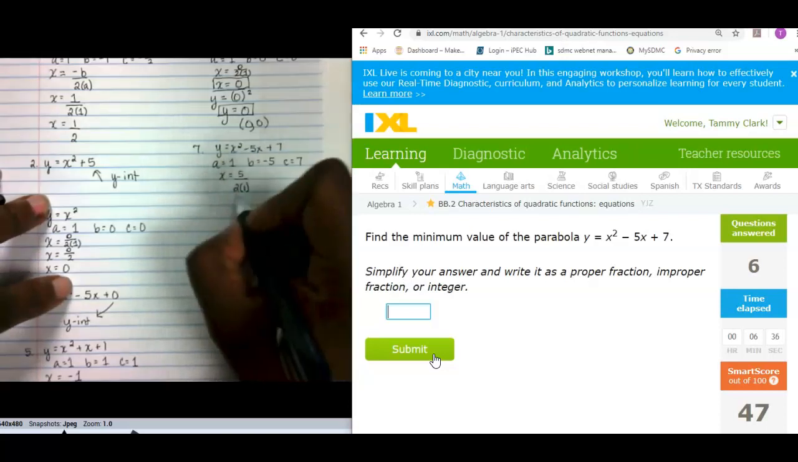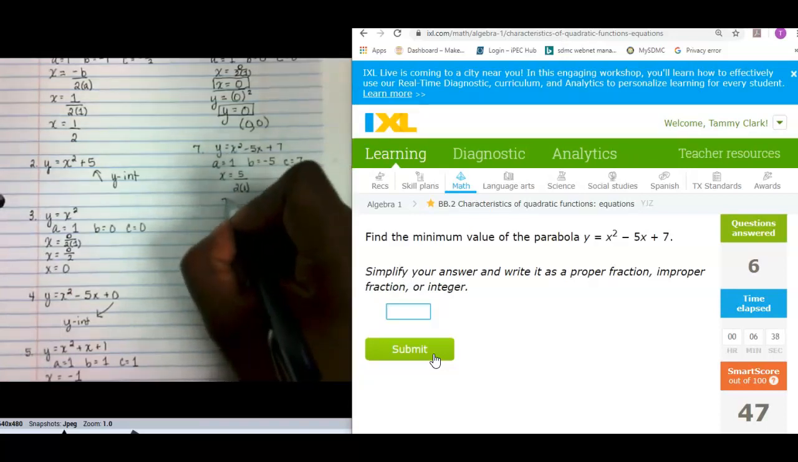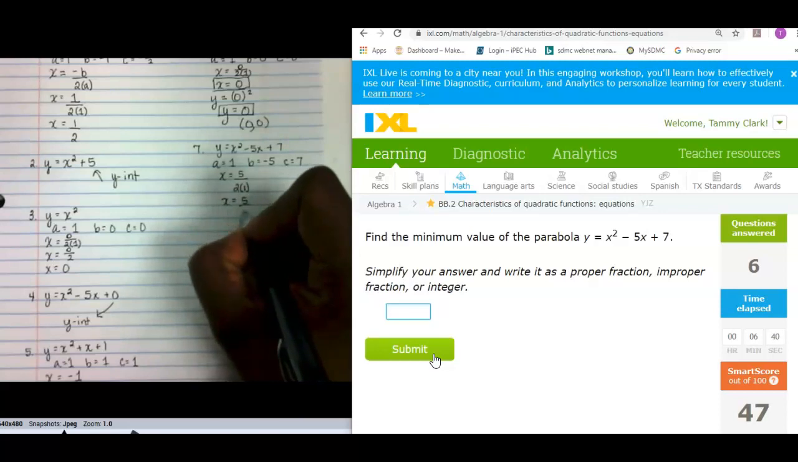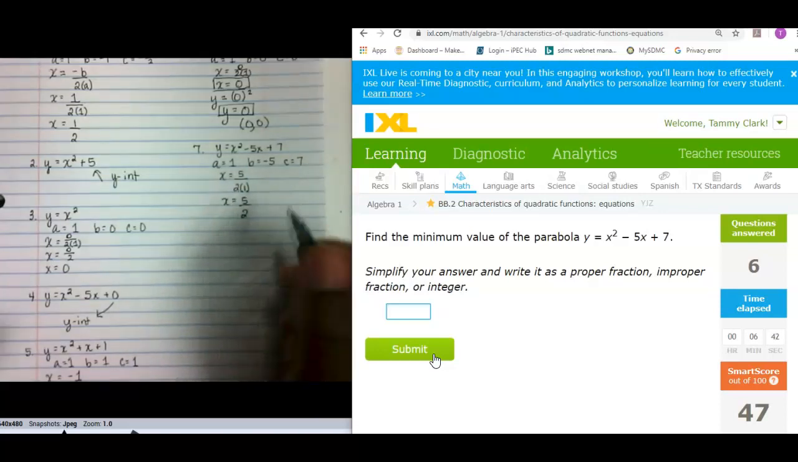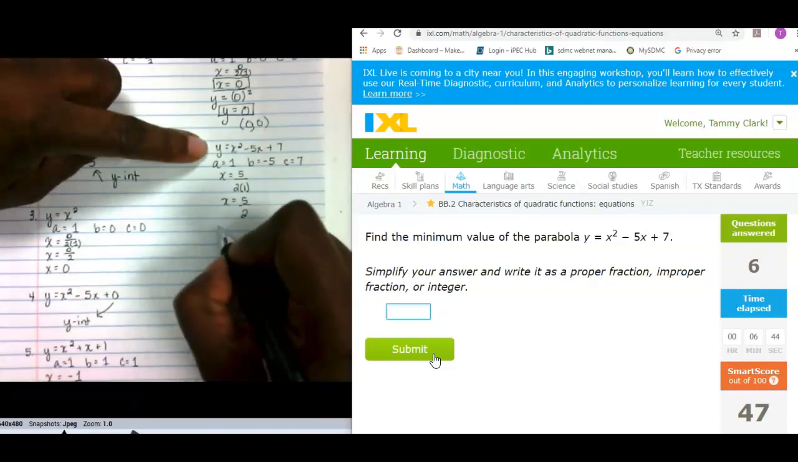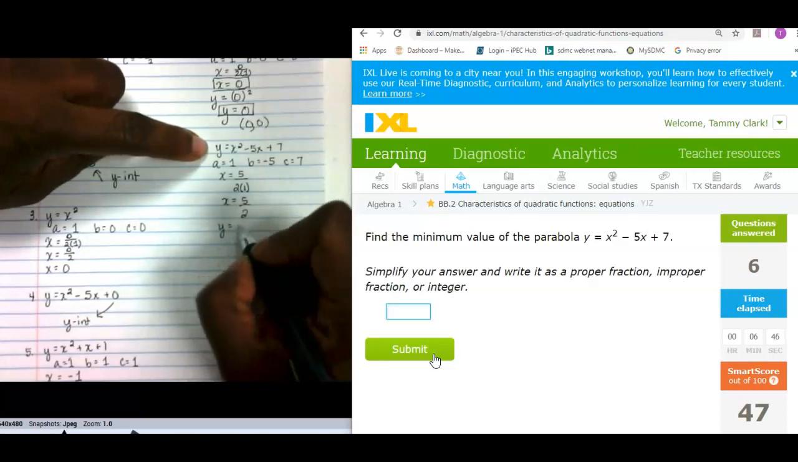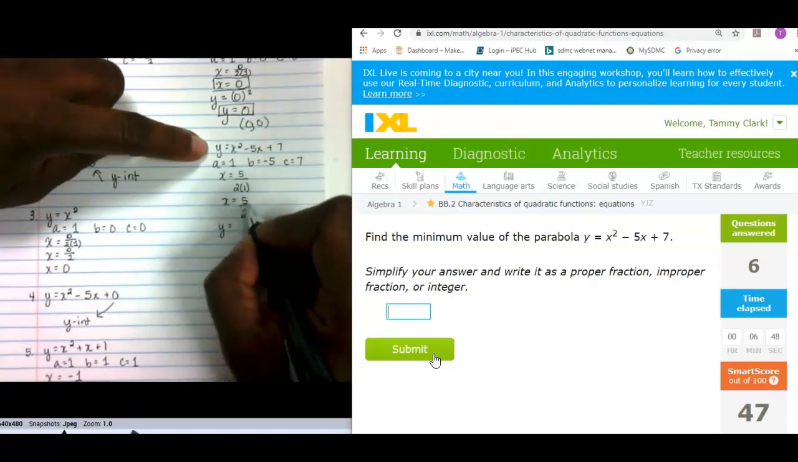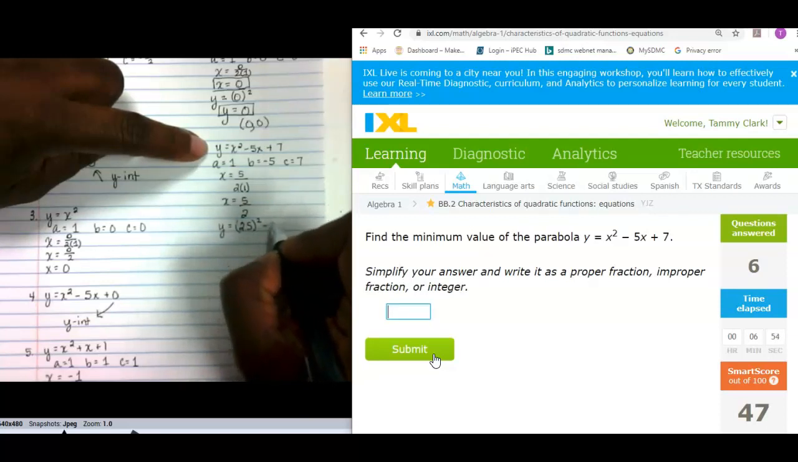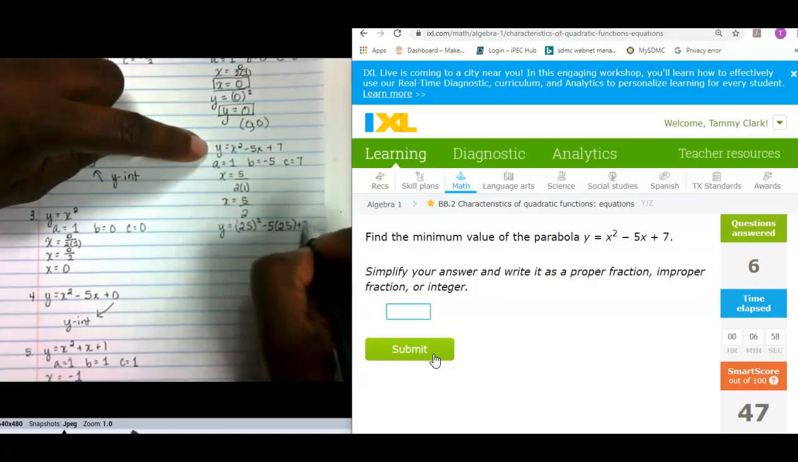term, which is 1. So x is equal to 5 halves. That's the first part. So now we go back in here and we substitute the x values. So I've got, you can turn this into 2.5 if you like. 2.5 squared minus 5 times 2.5 plus 7.